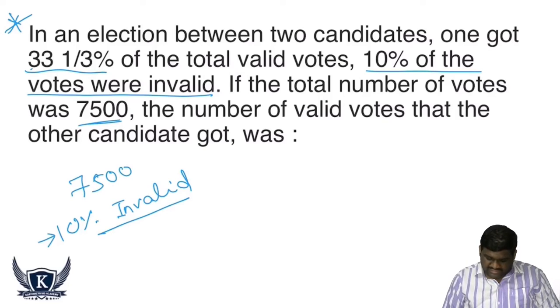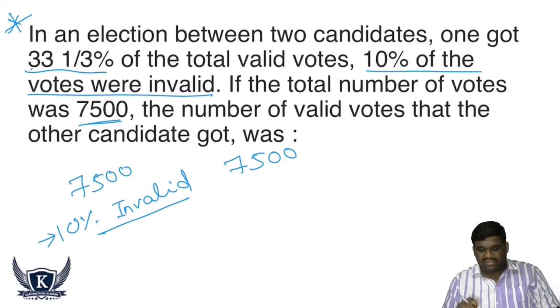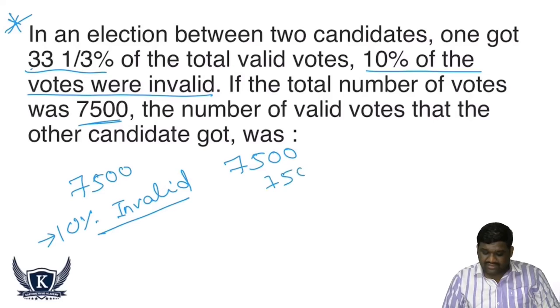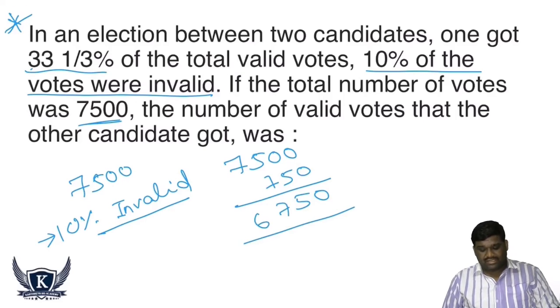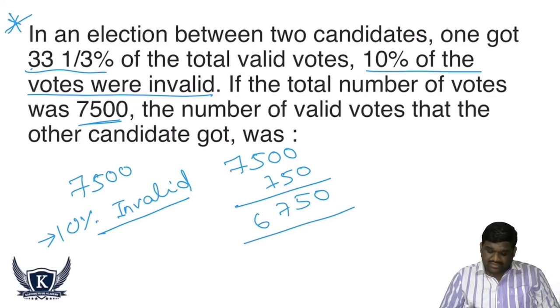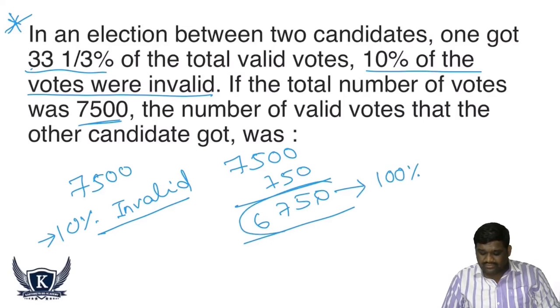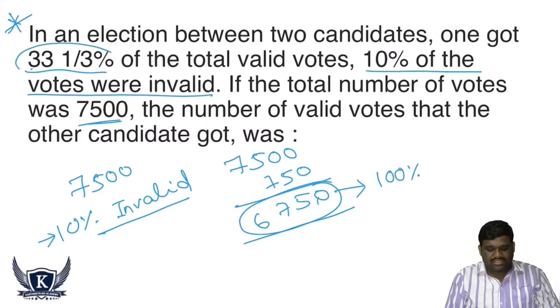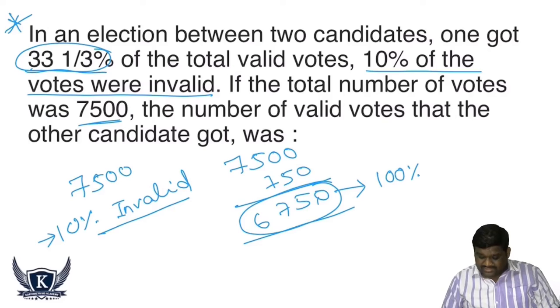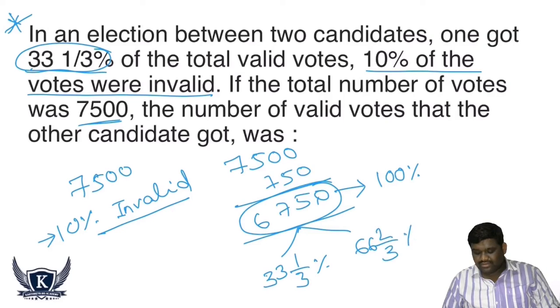10% of 7500 is... 10% means remove a 0 from the expression. It is nothing but 750. So 6750. In which, see sir, this is treated as 100% now, because in this total, a person got 33 1/3% votes. That means this has to be split as 33 1/3% and 66 2/3%. So the other person got 66 2/3% votes.